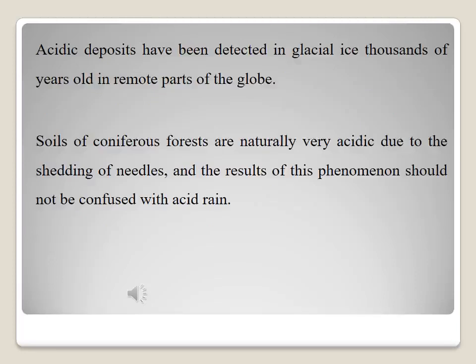Acidic deposits have been detected in glacier ice thousands of years old in remote parts of the globe. Soils of coniferous forests are naturally very acidic due to the shedding of needles, and the result of this phenomenon should not be confused with acid rain.